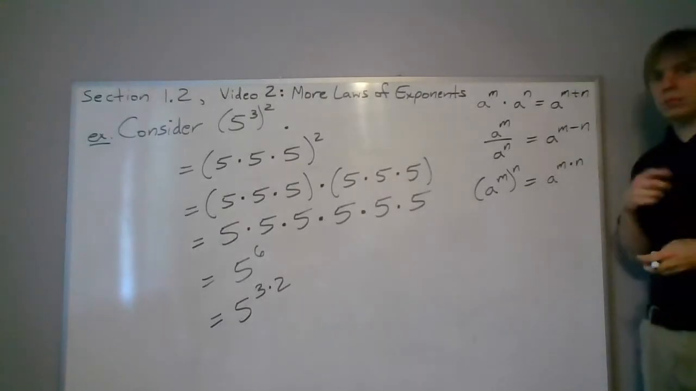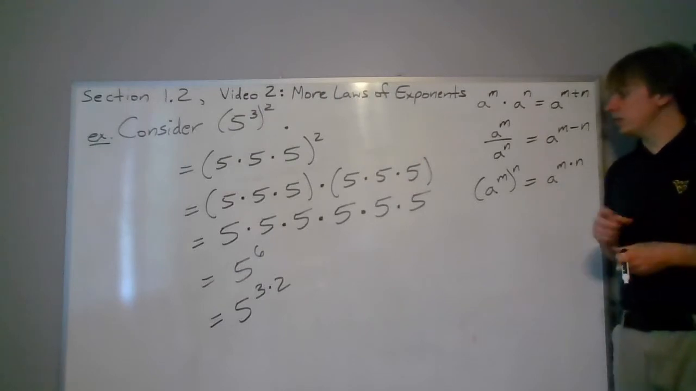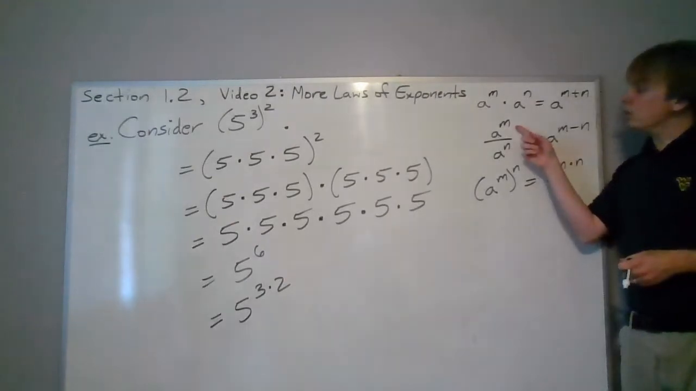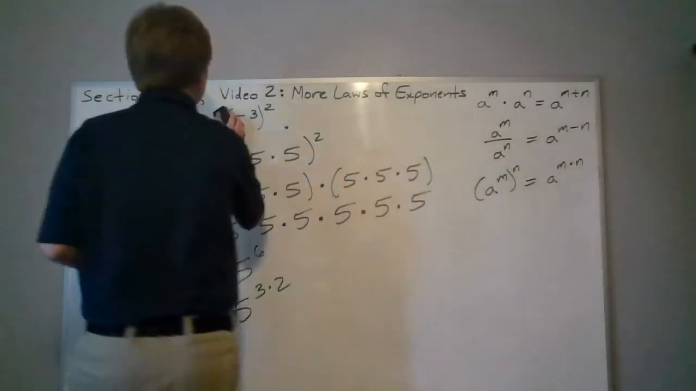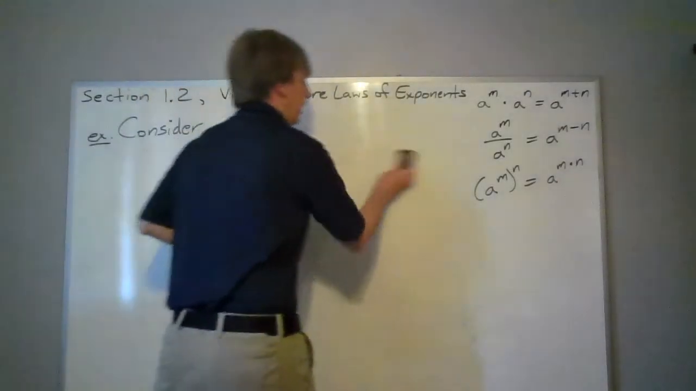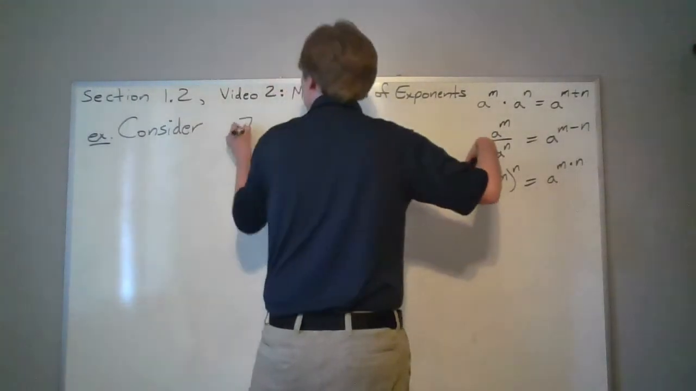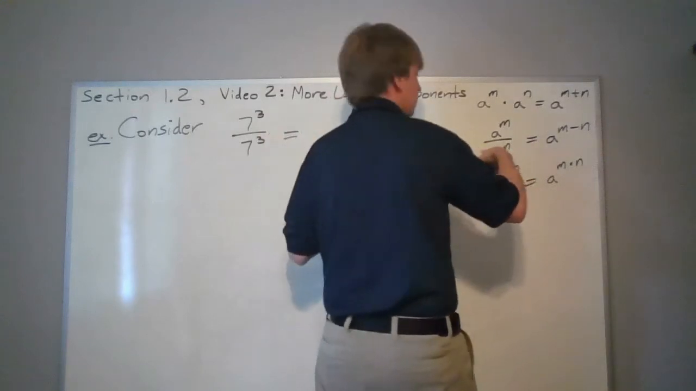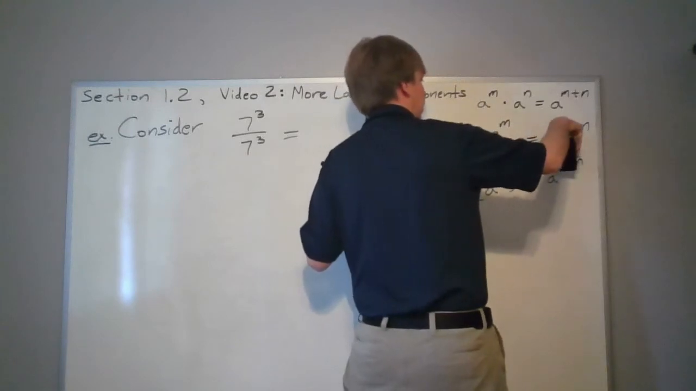Okay, I'm going to now talk about a couple of hopefully quicker examples that are actually going to be special cases of this problem from the last video. In particular, I'm going to look at what happens if m and n are the same number. So let's make up an example. Let's say a is 7 and m and n are both 3. So according to this formula, if a is 7, m and n are both 3, then the left side should be 7 cubed over 7 cubed. The right side should be 7 to the power 3 minus 3.